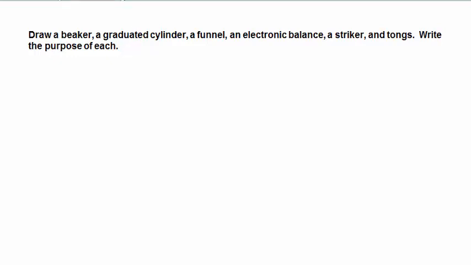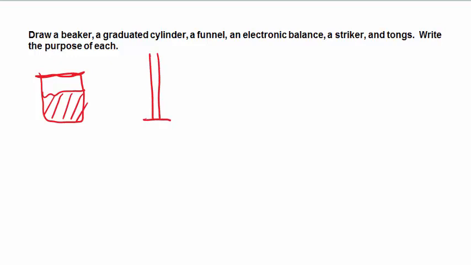So I'm going to do a quick, really terrible drawing of each one. Here is a beaker. A beaker holds liquid so that you can use it for some experimental purpose. A graduated cylinder is used to measure the volume of a liquid, and this is kind of what a graduated cylinder looks like. A funnel is used, usually a filter paper goes in there, and you can filter samples.